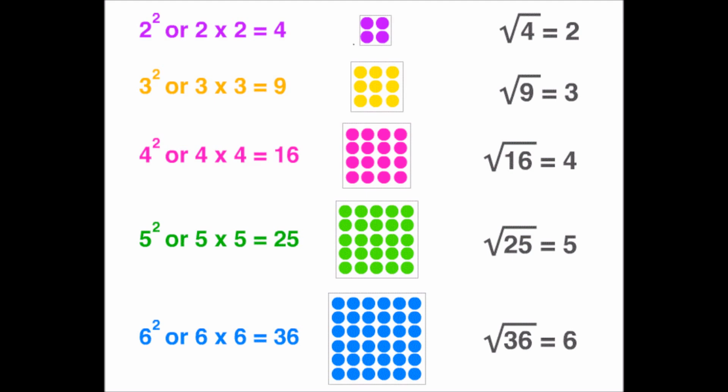Square root of 16 tells us that the length and the width of that square is equal to 4. And square root of 25 tells us the root of that square is equal to 5. Square root of 36 tells us that the length and the width, or the root, is equal to 6.